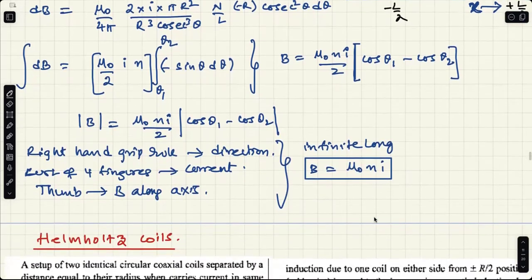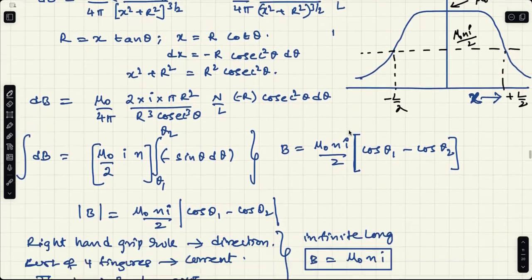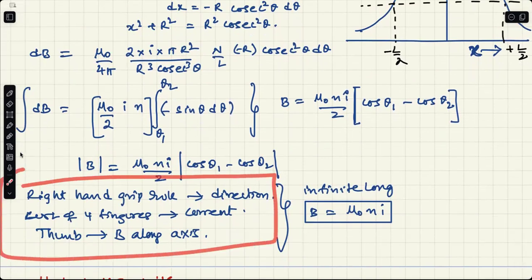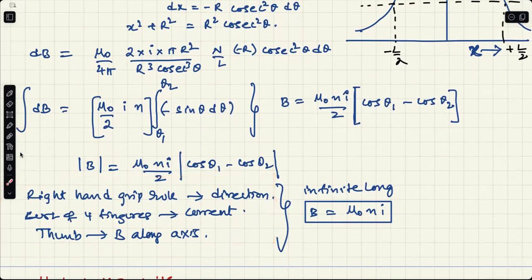Therefore, infinite long means you will use almost theta 1 as 0, theta 2 as pi. Therefore, mu naught nI. How to find the direction of the magnetic field? Simple. Again, use the right hand grip rule. If the curl of the four fingers of the right hand represents the direction of flow of current, the thumb represents the direction of the magnetic field.